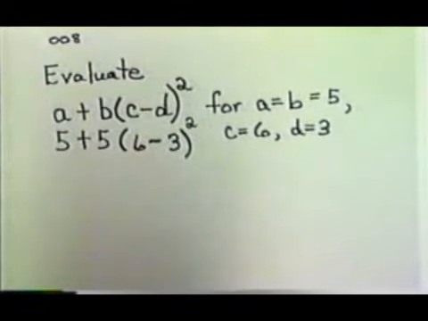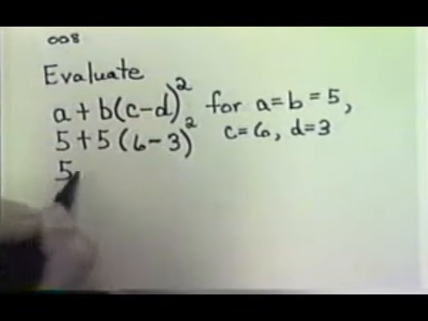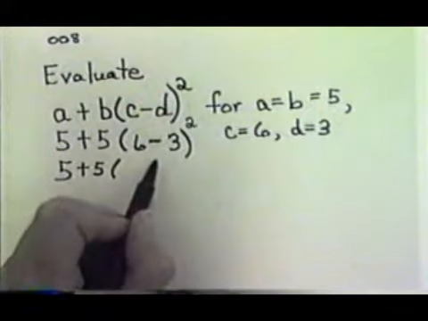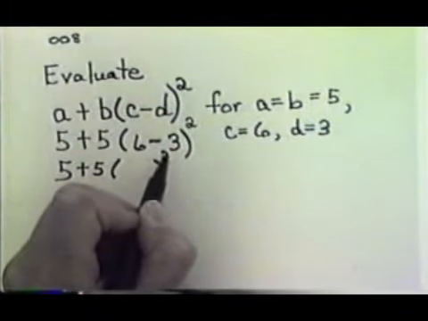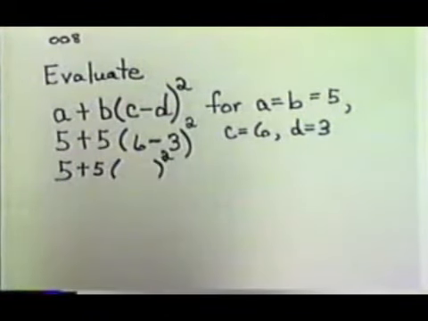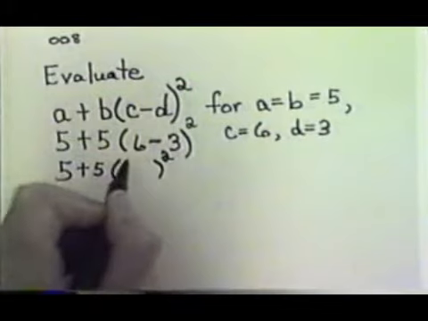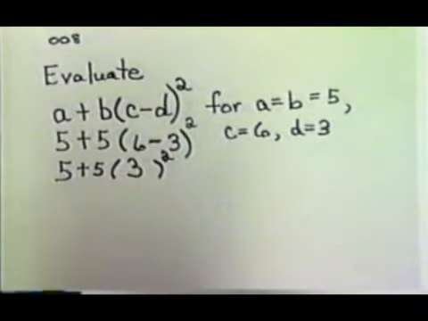So now that I've filled things in, I'm ready to follow my rules for order and evaluate this expression. First rule for order says work inside parentheses. So that's what I want to do. I'd write everything down again, put my parentheses, put my exponent back, and then I do what's inside of the parentheses. I would do 6 subtract 3, and that's 3, so I'd fill that in.